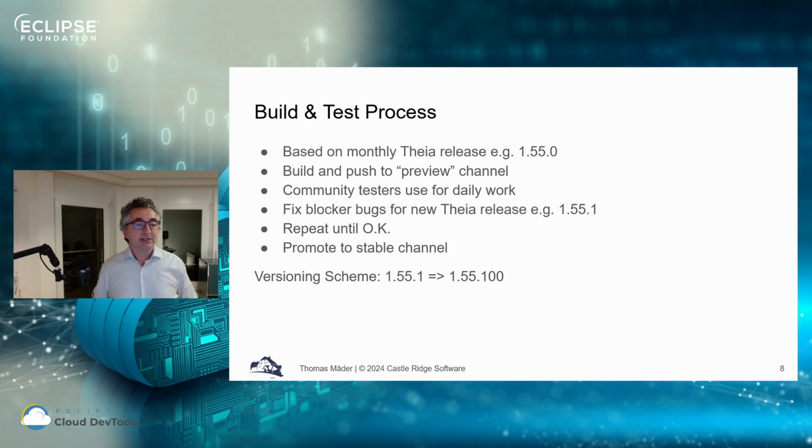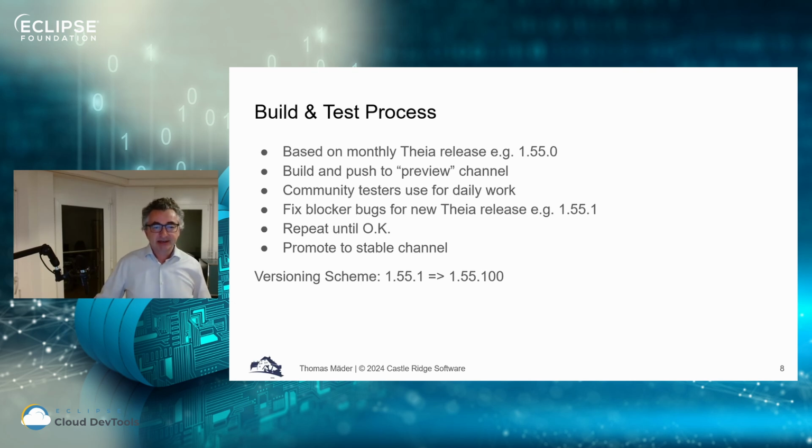And if we discover any bugs which we consider blockers for the release, we fix them and we make a new Theia framework release, for example, 1.55.1. And we go on doing that until we're happy with the quality. At that time we push a button and the last preview release is promoted to the stable channel, which then pops up a message for everyone who's using Theia IDE that there's a new release and they can click the button and they will get the new version.